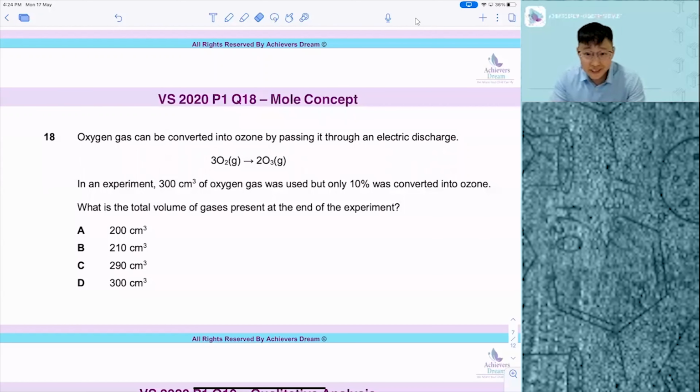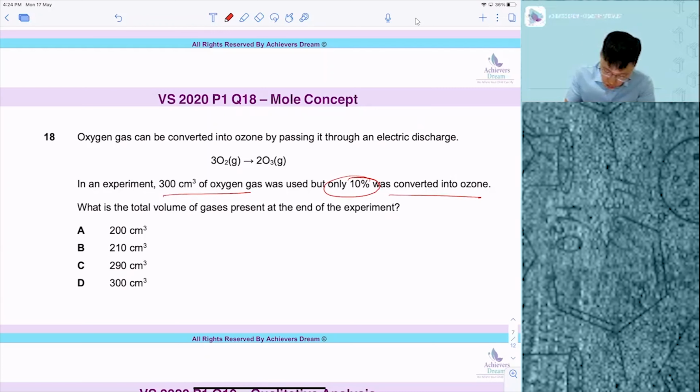Let's go through question number 18 on the topic of mole concept. Okay, VS paper 2020, paper 1. So right now, take a look. You have about 300 cm³ of oxygen gas, of which only 10% was converted.